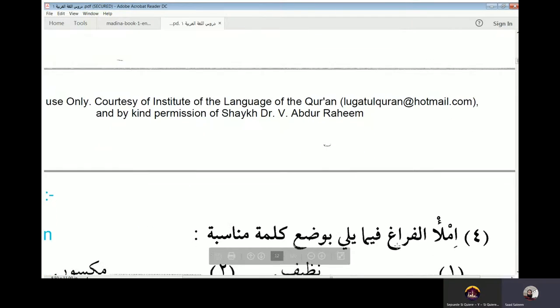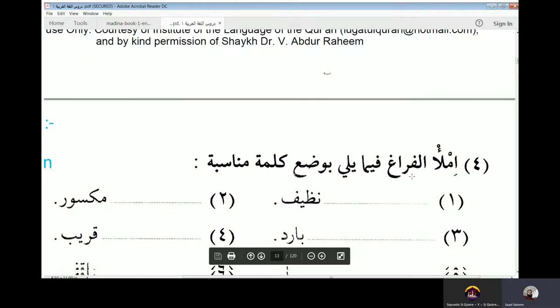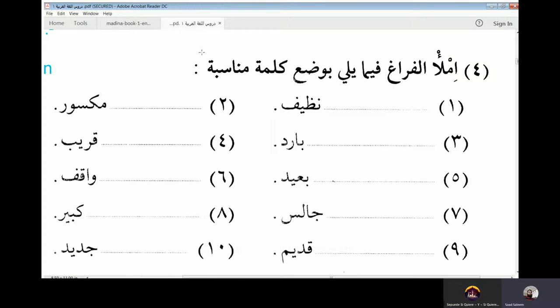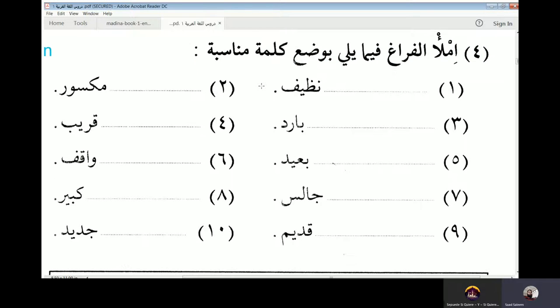This is your homework. Note page number 12. On page number 12, you have homework. Then, imla al-firagh fi ma yali bi-wadi kalimatin munasibatin: fill in the blanks below by putting an appropriate word. Use an appropriate word to fill all these blanks. What would you write here?